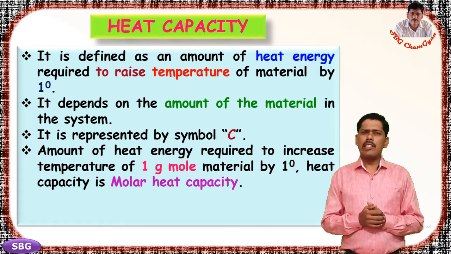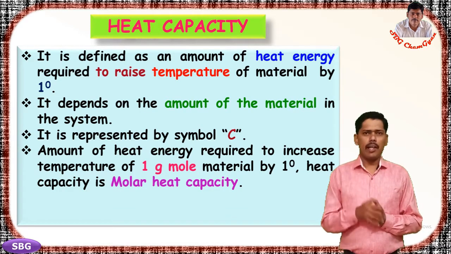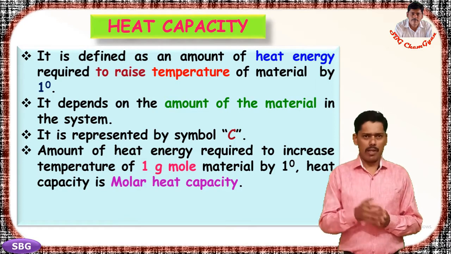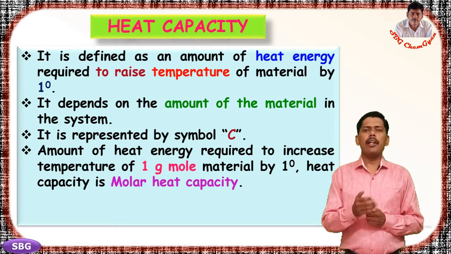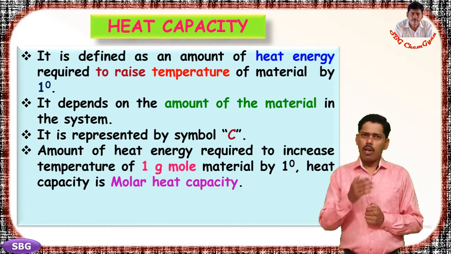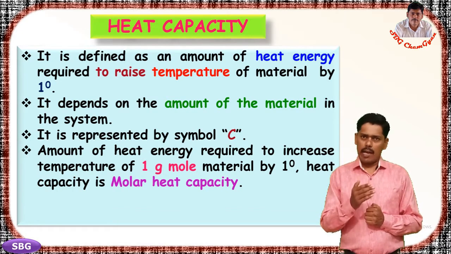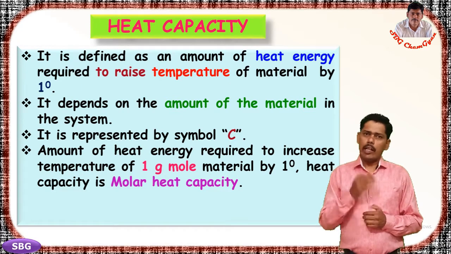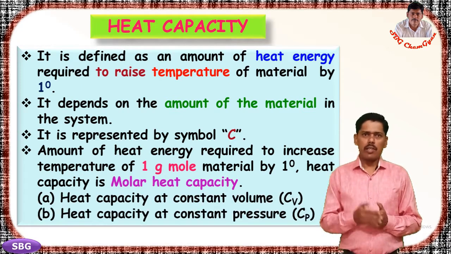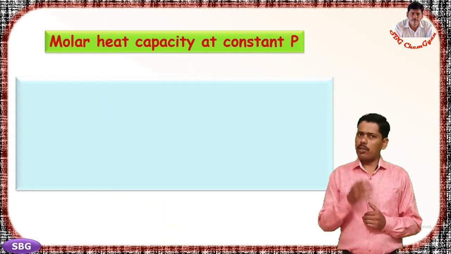The amount of heat energy required to increase the temperature of 1 gram mole of material by 1 degree is known as molar heat capacity. When the gas is heated, ordinarily there is an increase in volume as well as pressure in addition to the rise of temperature. For the sake of simplicity, either the volume or the pressure may be kept constant. Therefore, a gas has two heat capacities, that is heat capacity at constant volume and heat capacity at constant pressure.